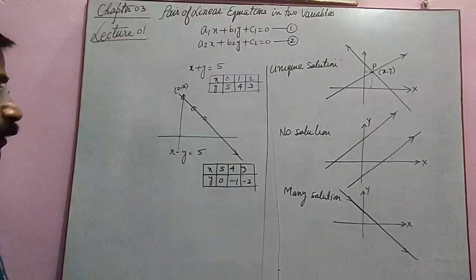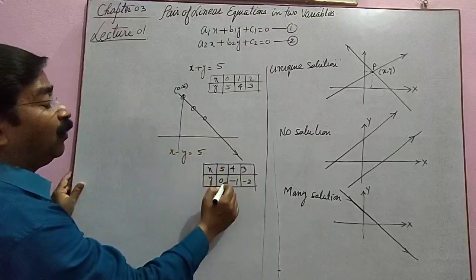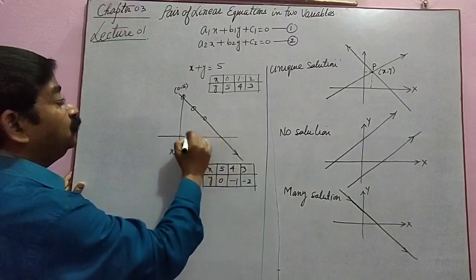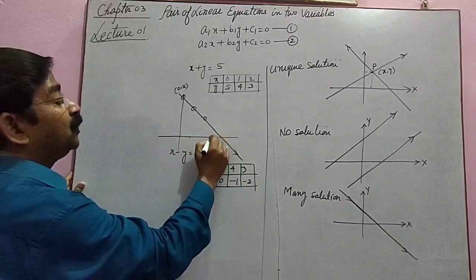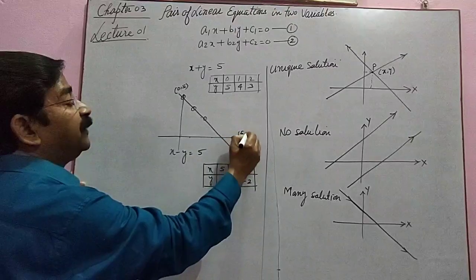Let's plot this graph. 5, 0: x is equal to 5, y is equal to 0. Let this point be, we have 1, 2, 3, 4, 5. This point. Suppose this is 5, 0.